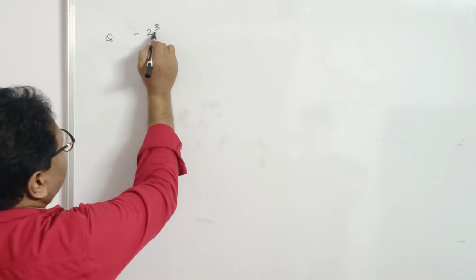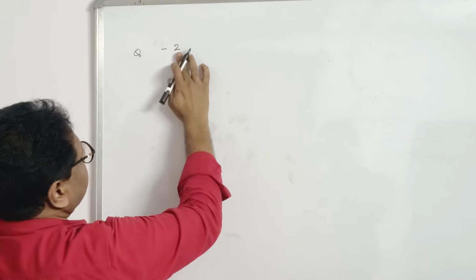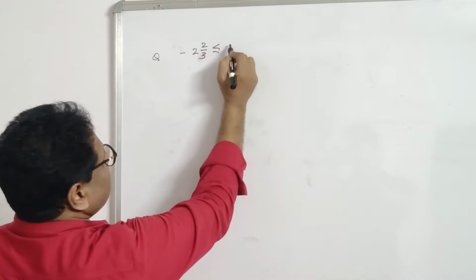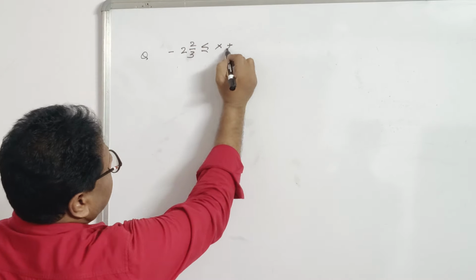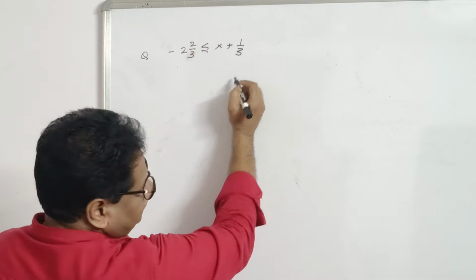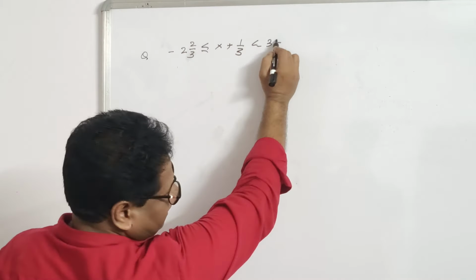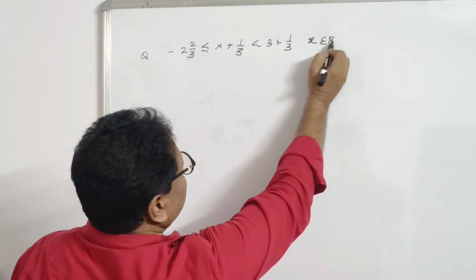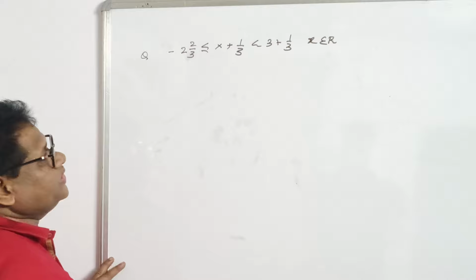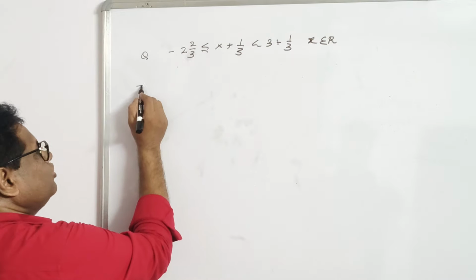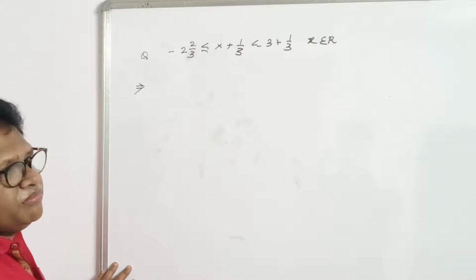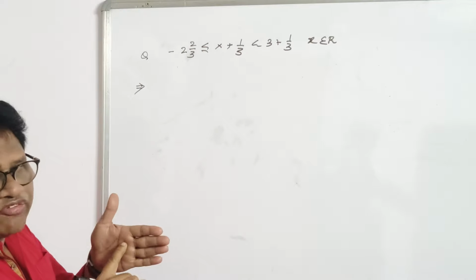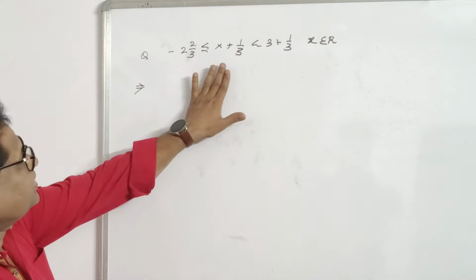Minus 2 2 by 3 is less than or equal to x plus 1 by 3, which is less than 3 plus 1 by 3, and it is given that x belongs to R. You have to solve and plot it on the number line. First and foremost thing, don't forget to use this symbol. This symbol means implies. So you don't have to put or, equal to, therefore. This is the symbol with which you have to begin this.